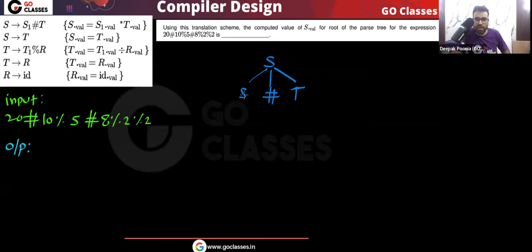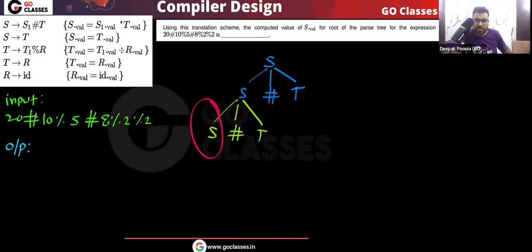So very simple. Now what next? Again, you notice we want a total of 2 hash. We already got 1 hash. We want a total of 2 hash. So again, only this S can give me hash, because T or R cannot give me hash. So this S will again go to S hash T. What next? Now you can see we got 2 hash. So that's it.